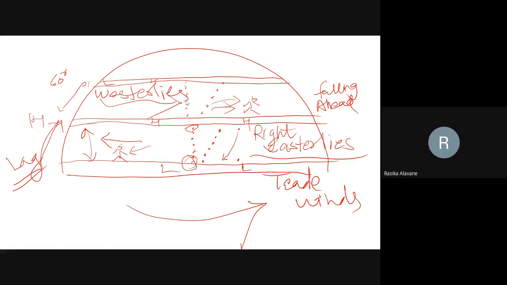Okay. Hello, sir. Yes, please. What is the role of these pressure belts in the blowing of winds? Winds blow basically because of a difference in pressure. It happens because of a difference in pressure.